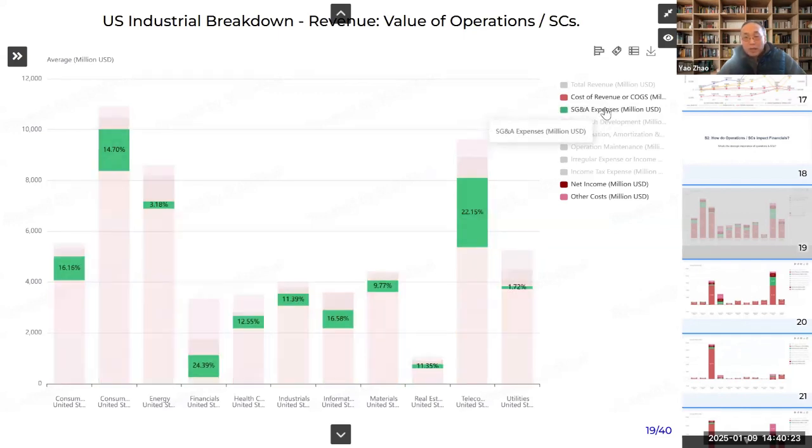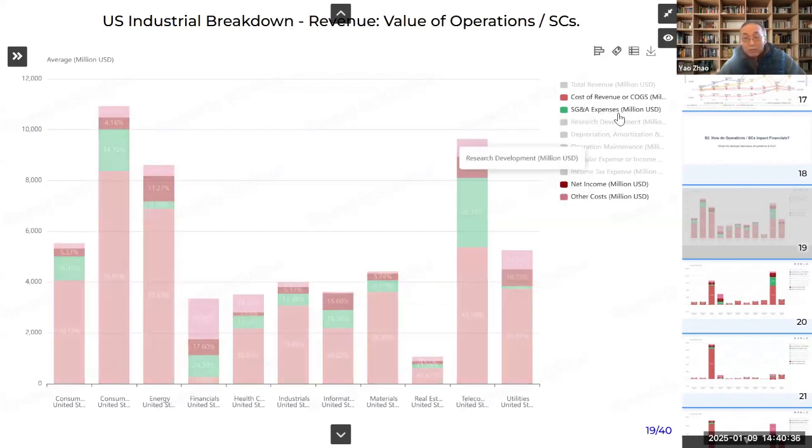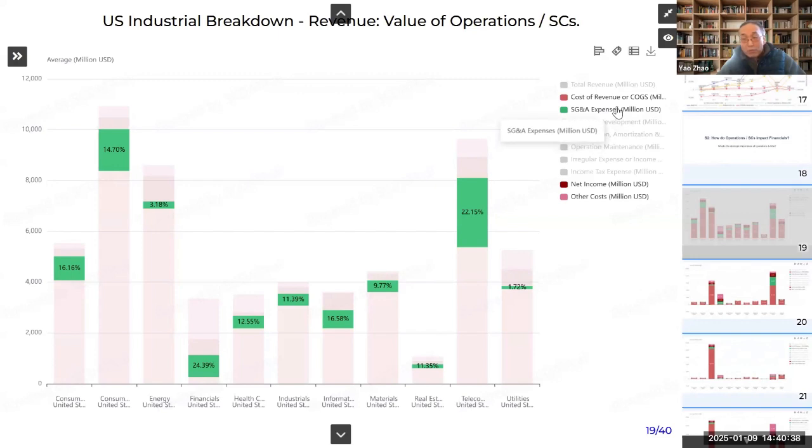So let's now look at SG&A. Sales, general and administrative cost, although smaller than cost of goods sold, is often the second largest cost component, except utilities. Look at here, utilities has smaller SG&A. It's not the second largest cost component, just for utilities. But for all the others, it's the second largest cost component.